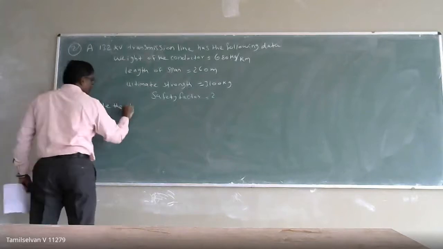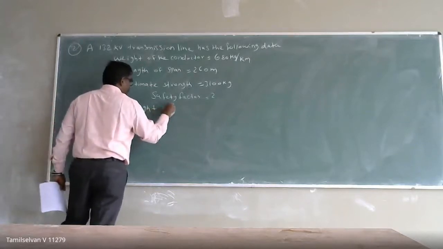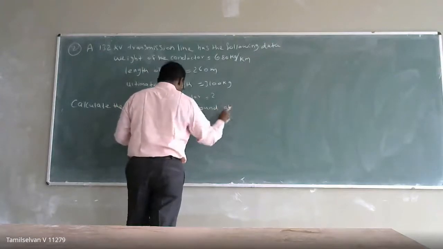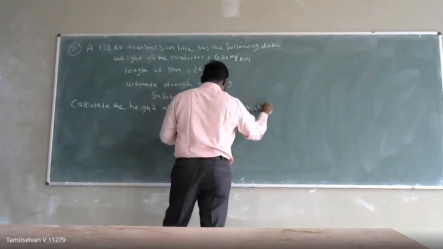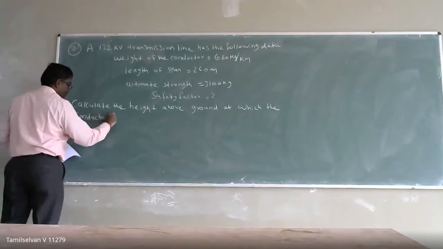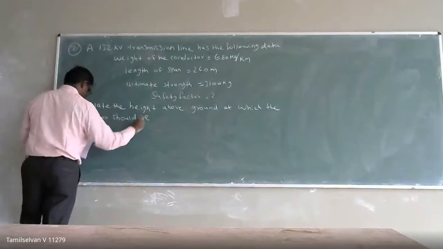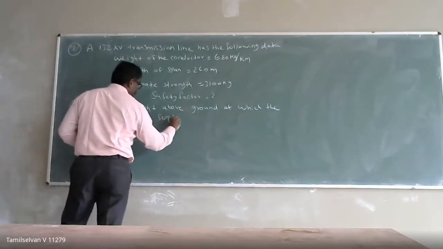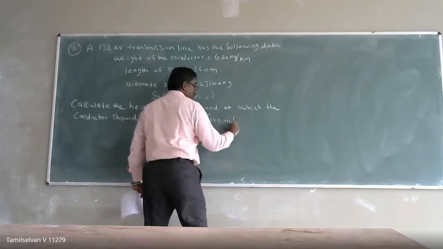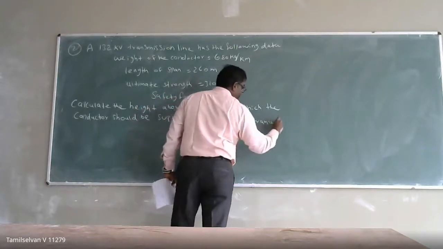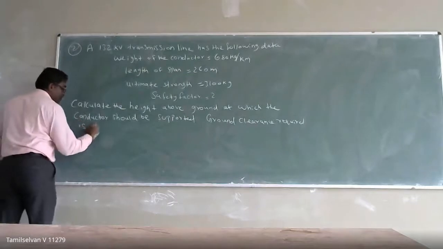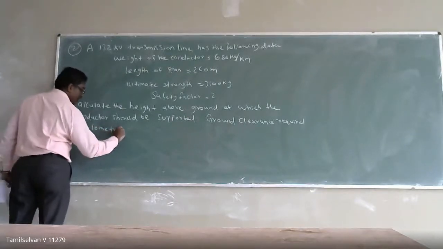Calculate the height above ground at which the conductor should be supported. Ground clearance required is 10 meters.